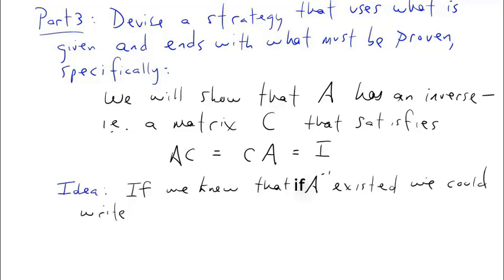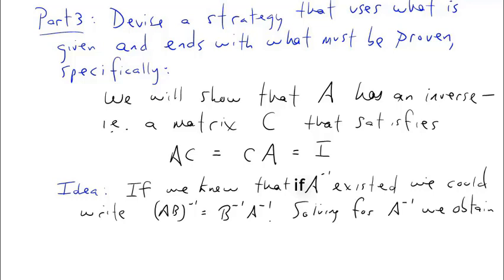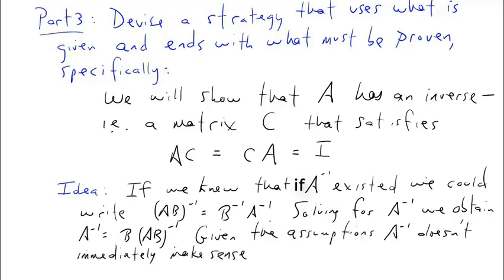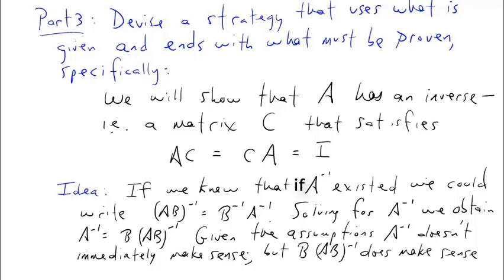So here's the idea behind this proof. If we knew that A inverse existed, we could write the inverse of A times B as B inverse times A inverse. Now we multiply both sides of the equation by B on the left to formally solve for A inverse. We get A inverse equals B times the inverse of the product AB. Now the left side of this equation doesn't yet make sense because we can't just assume that A inverse exists, but the right side of the equation does make sense under the hypotheses of the theorem.